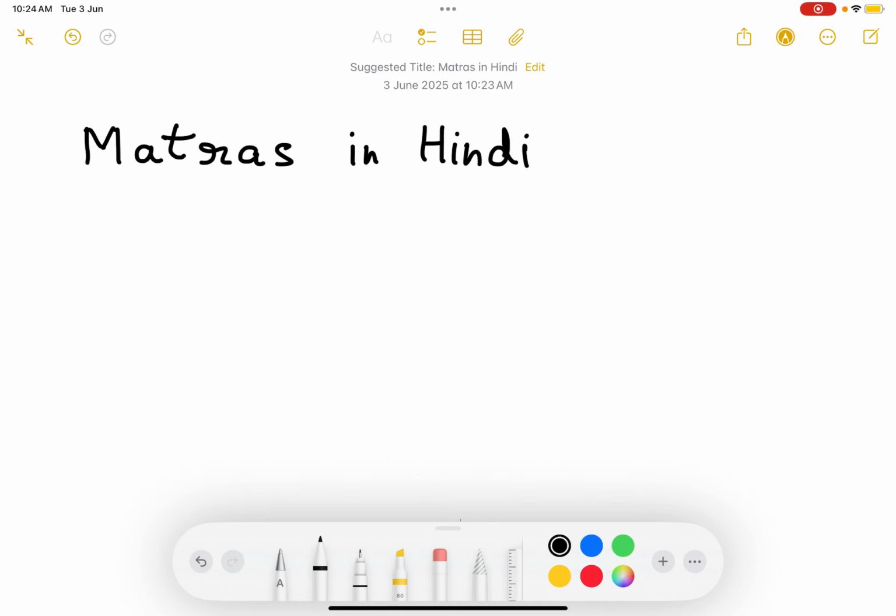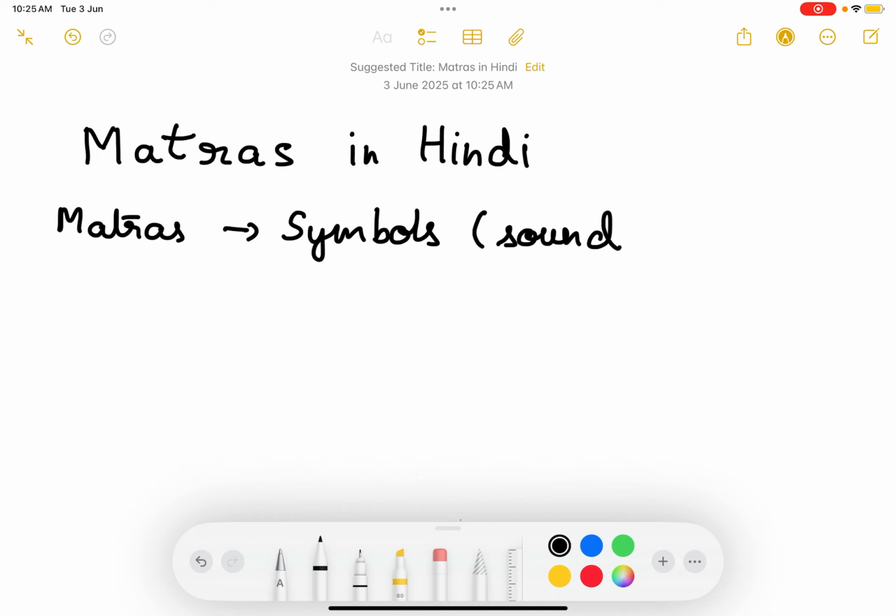So first let's understand what matras are. Matras are symbols. These symbols carry or represent a particular sound. Okay? These are certain symbols which carry or represent a particular sound.